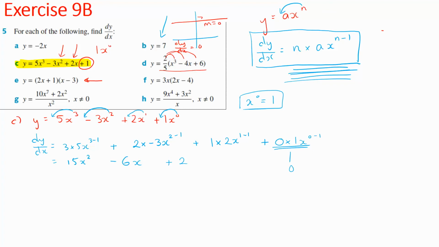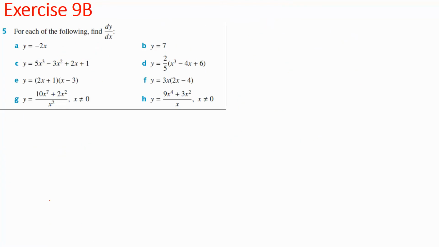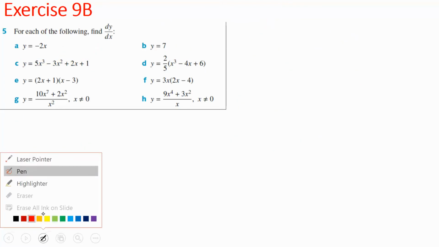Okay, G and H. Now I'm going to erase all of this because it lags when I have too many of these symbols on it. So I'm going to remove it all. Remember, this is a video. You can always return and replay the same thing again. So I'm going to erase it all. I'm going to do G now. I'm going to get you to do G to C.